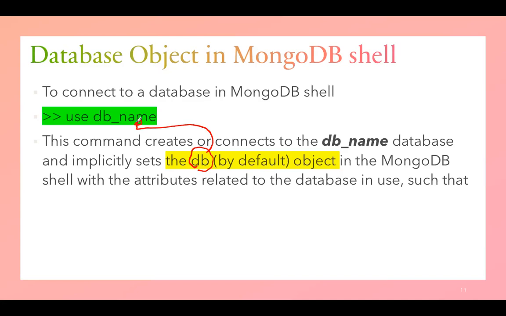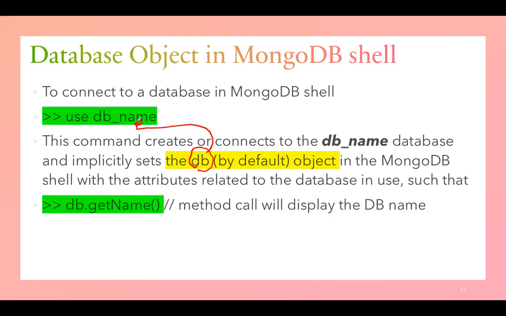It happens implicitly in the MongoDB shell with the attributes related to the database in use, such that if you just type db.getName, it will print the name of the database. Why am I using this db? I never mentioned this db. Well, that is implicitly created the moment you switch over to a particular database. This particular method call will display, as you can see, this is an object, this is the method call, object-oriented, the database name. Right? It is that simple.